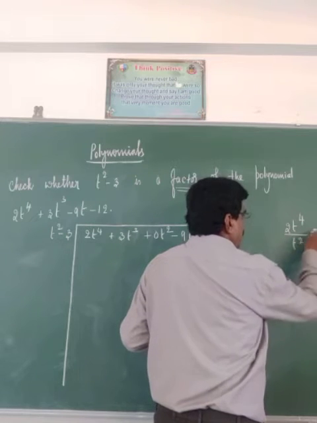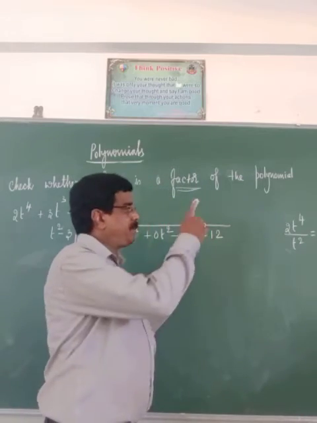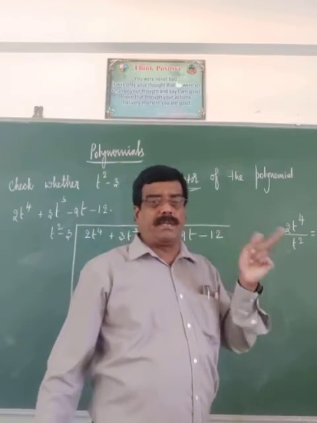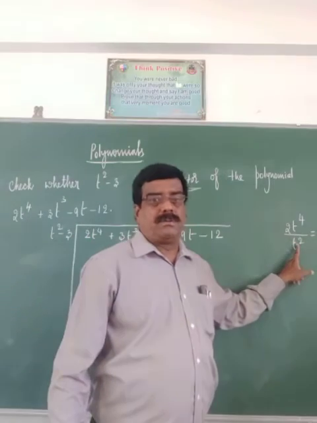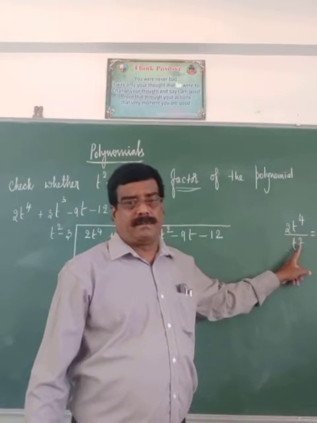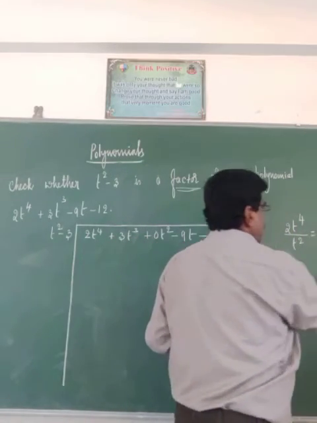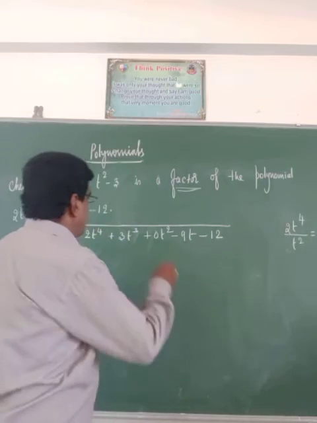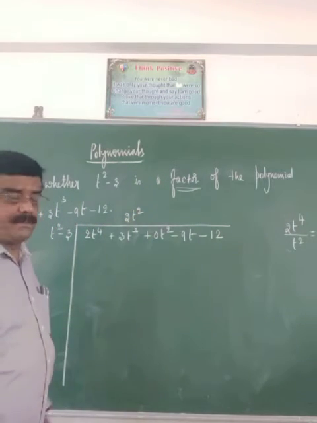So here t square means 1 only, 2 by 1 is 2. See, t to the power of 4 by t square. t to the power of 4 means 4 times t, that is t into t into t into t. In the denominator we have 2 times t, that is t into t. So t square gets cancelled. Again you are getting 2t square as quotient. So the 2t square should be written at the top as quotient.